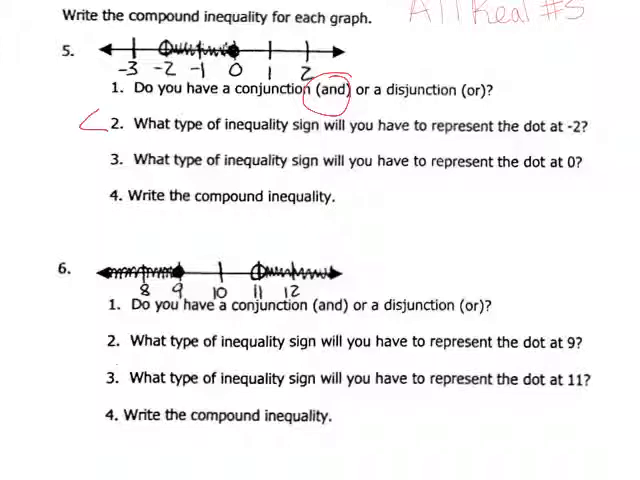Oh, I did the wrong way. I'm on the wrong one there. Greater. Okay. What about 0? Where is the shading in comparison to 0? Less than. And is it equal to? Yes, because this is a closed dot. So now writing my compound inequality, I have x is greater than negative 2 and x is less than or equal to 0.